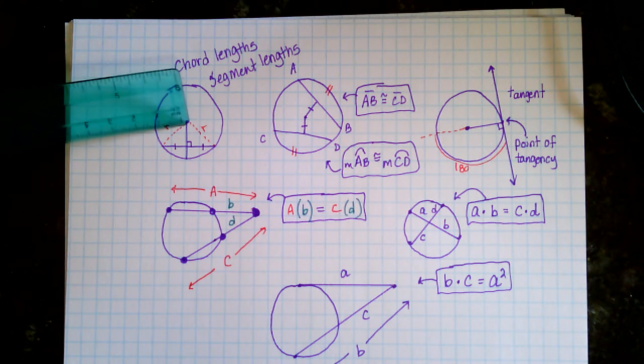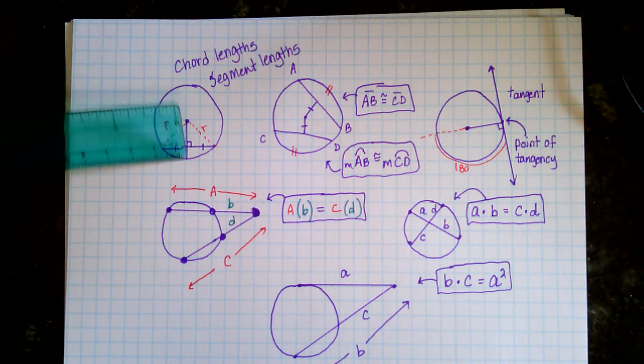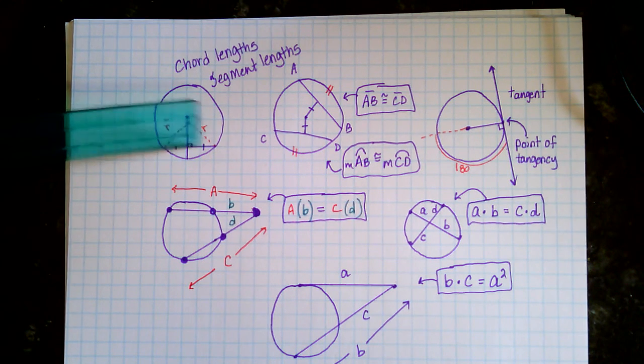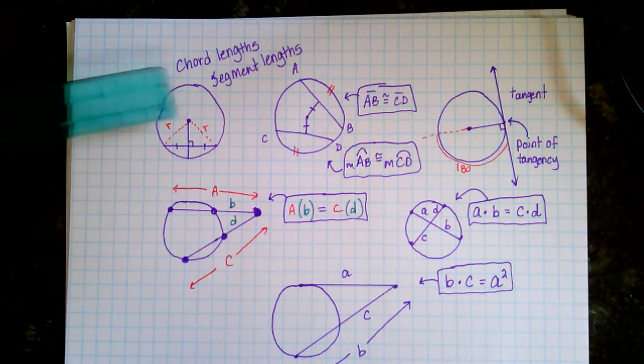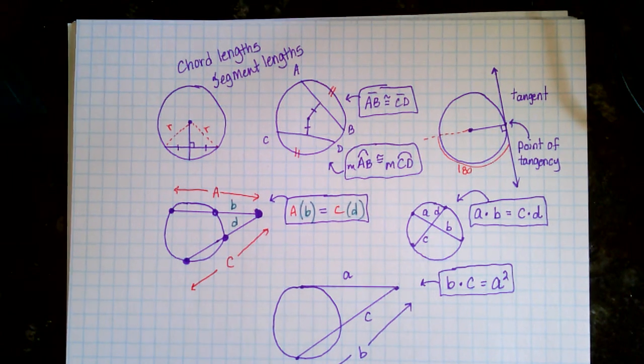So here you have this auxiliary line R and R, the radius of the circle, and then you got this purple line R right here. That's the radius too. That is perpendicular to the chord that it goes through. When you have a radius perpendicular to a chord, it cuts the chord into two equal parts.